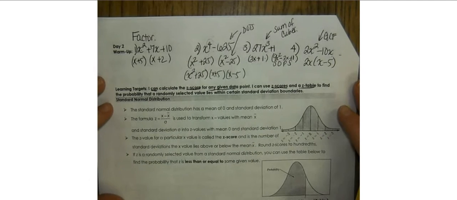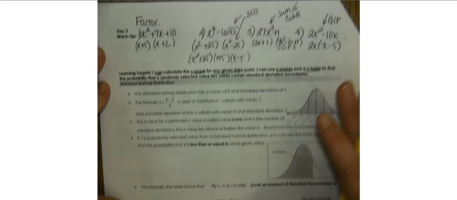Well, that's where z-scores come in, and that's where the standard normal distribution curve comes in. Because not all data values are going to be exactly on the 1, 2, 3 mark of standard deviations above or below the mean. Most of the time, you're going to be somewhere in between. So let's go ahead and analyze this standard normal distribution.